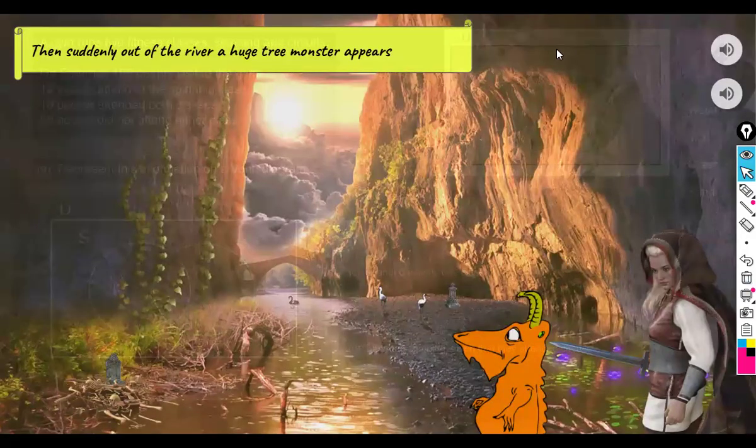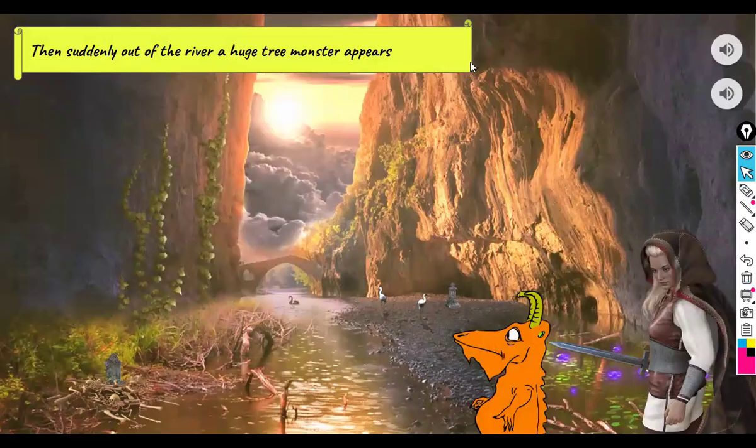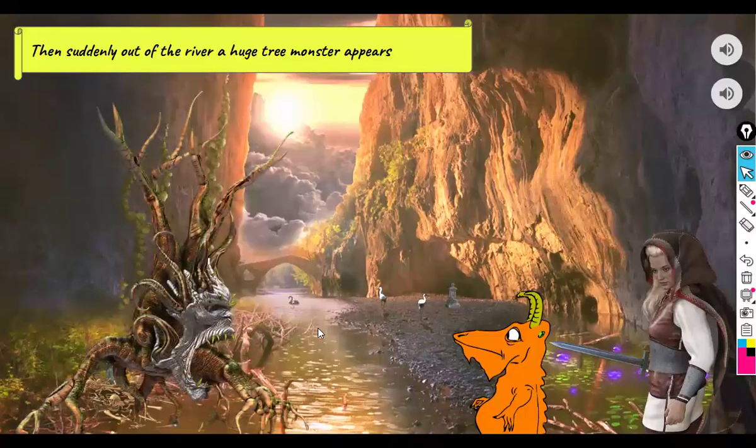All right, so remember the Lagahu who made us rub salt all over our bodies. So let's see how this plays off. Then suddenly out of the river, a huge tree monster appears. All right. I don't know if you all could see it there. It kind of blends in with the background. That's the huge tree monster.